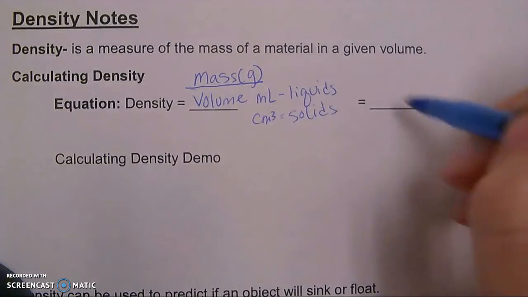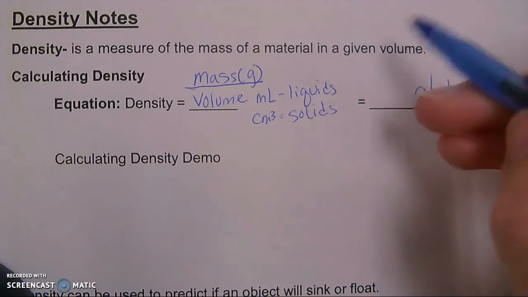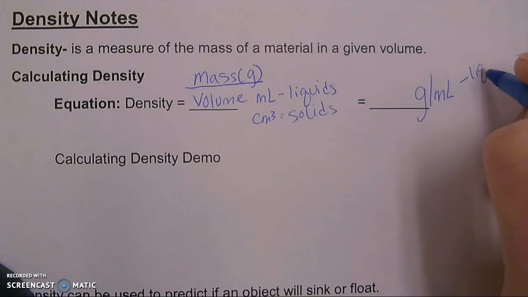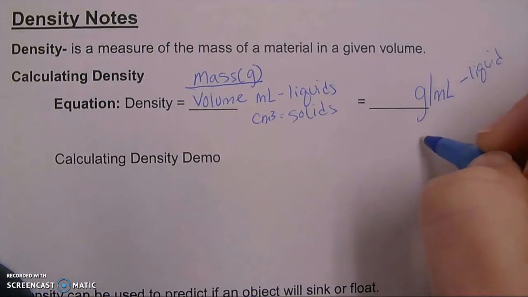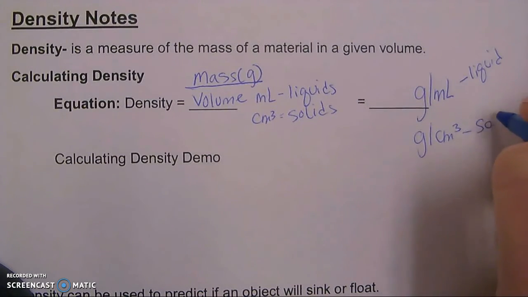When you calculate density, the units from the mass and the volume get combined. So for a liquid, it would be grams per milliliter. That would be for a liquid. And for a solid, it would be grams per centimeter cubed.